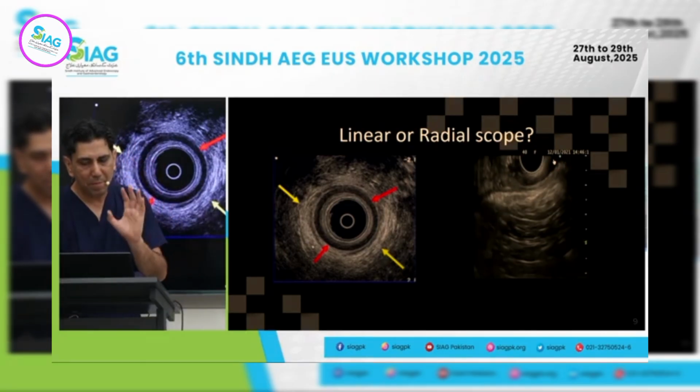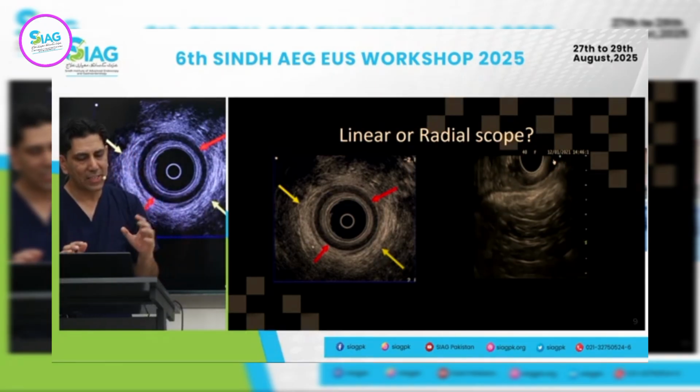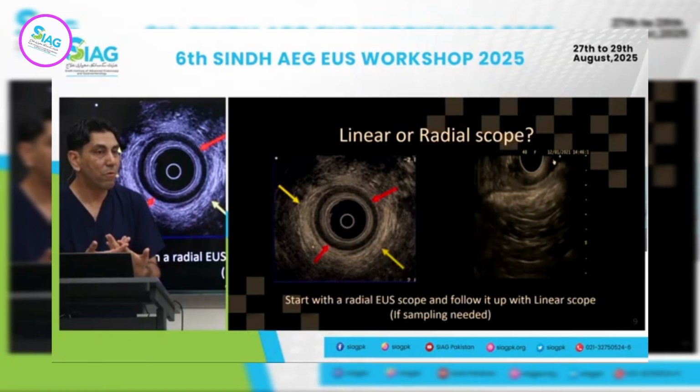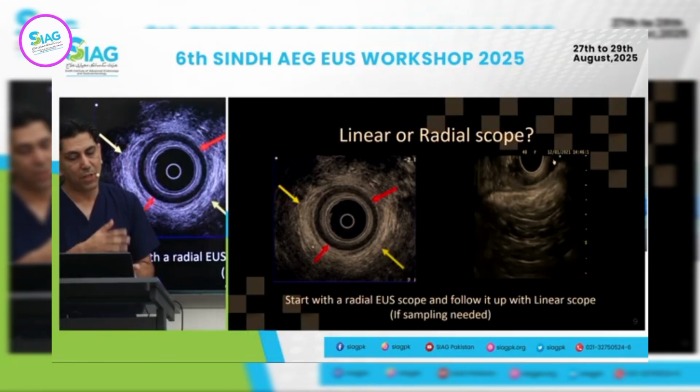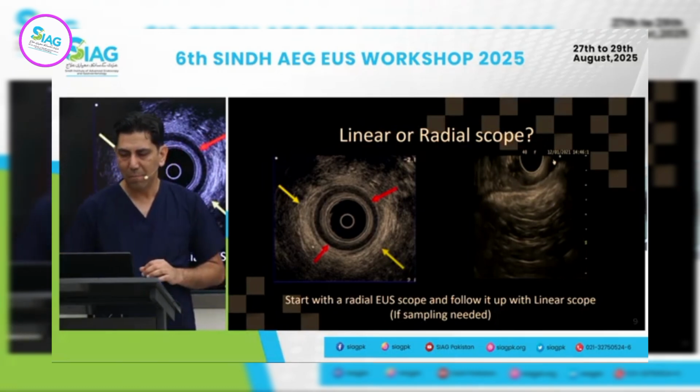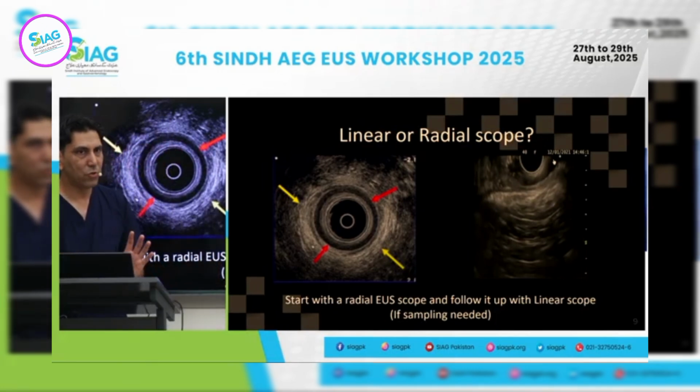So one thing to mention here is, this is one situation where we may want to start with the radial EUS scope and then follow it up with the linear scope, especially if a therapy or a sampling is needed. Clear so far?